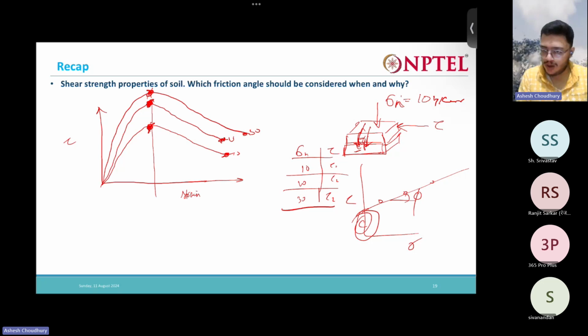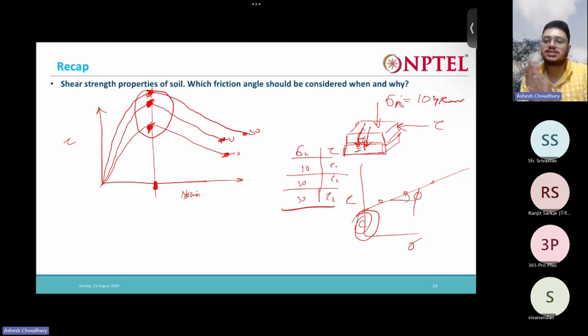Generally for retaining walls, high retaining walls or big slopes, we consider the peak friction angle in our design because we consider that the strains that will be generated will be in the lower region. The strains that are going to get mobilized will be in the lower region, and that low strain actually mobilizes the peak friction.